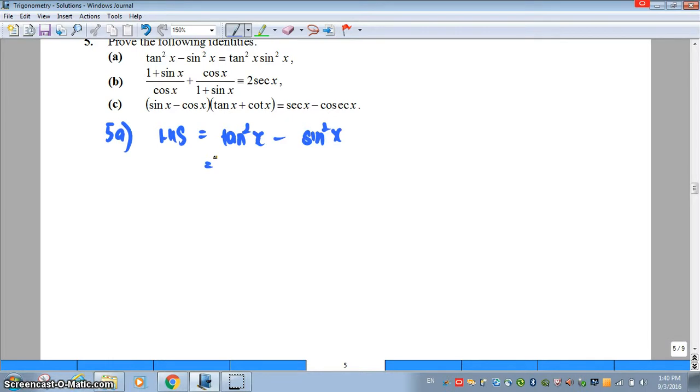And you have learned previously that tangent is actually sine divided by cosine, meaning your tangent square can be written as sine square x over cosine square x. Like I said previously, I can make use of the technique of having a common denominator, and I'm going to do it now.